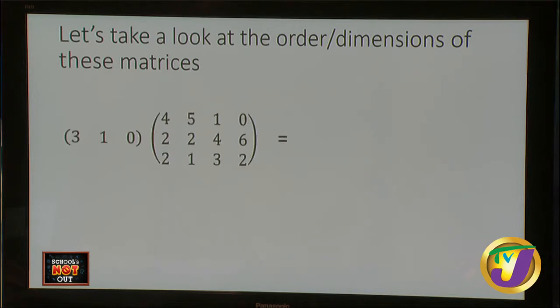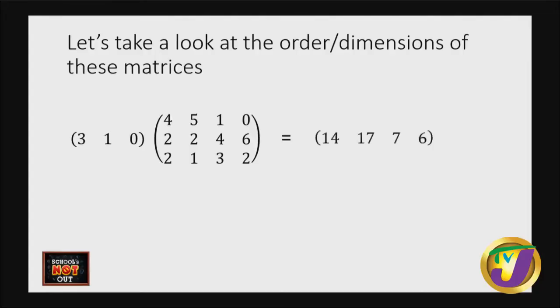All right, so let's take a look. So these were the matrices that we were multiplying earlier, and that was the result. We would have made mention from before that our first matrix is a 1 by 3 matrix, and our second matrix is a 3 by 4. And the resulting matrix is a? It looks like a 1 by 4 matrix.